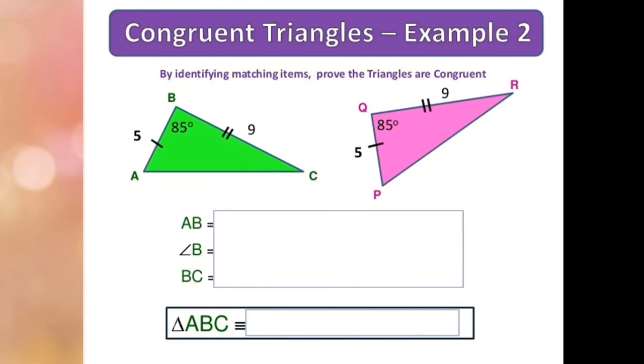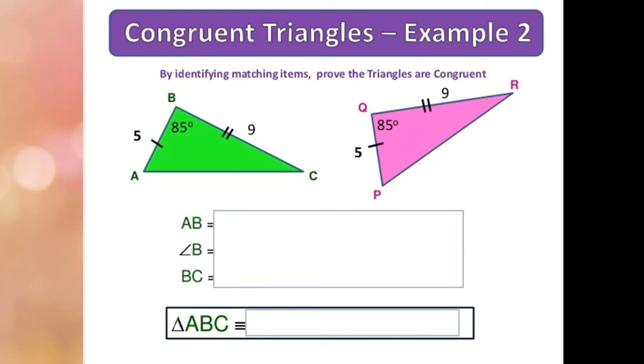Example number 2. By identifying the matching items, prove the triangles are congruent. We have again 2 triangles. We have the green in the left side and the pink triangle in the right side. Okay, so as we observe, meron siyang markings. So AB is equal to, yes, isn't it PQ? Okay, so that's PQ.